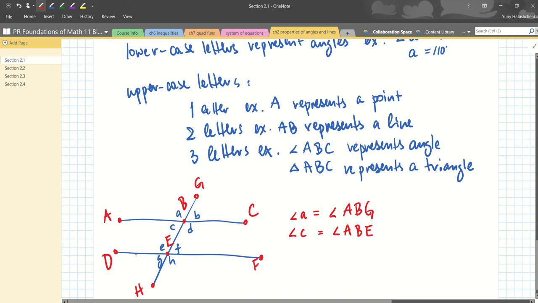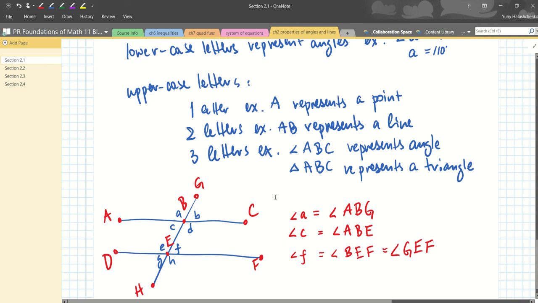So let's do one example down here. For example, if I'm talking about the angle lowercase f, this is the same as the angle BEF. Or I could have used, for example, point G. I could also say this is the same angle as GEF. Notice the middle letter is the one that tells you where the apex is.